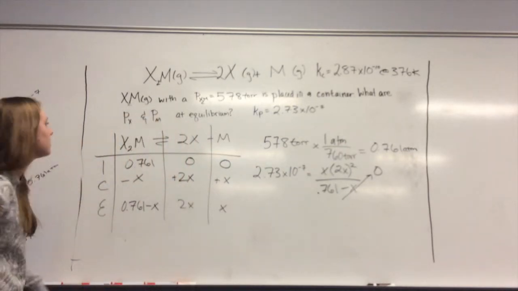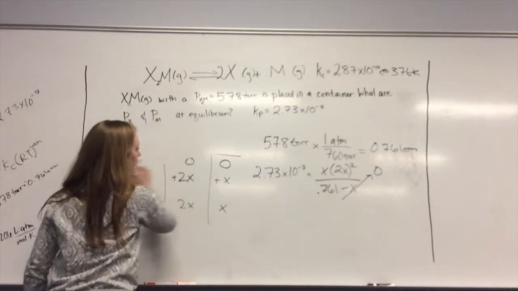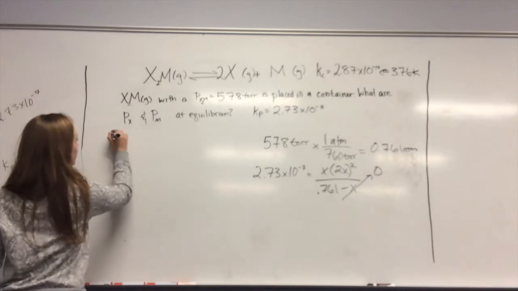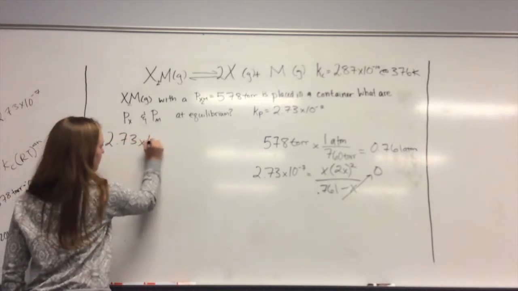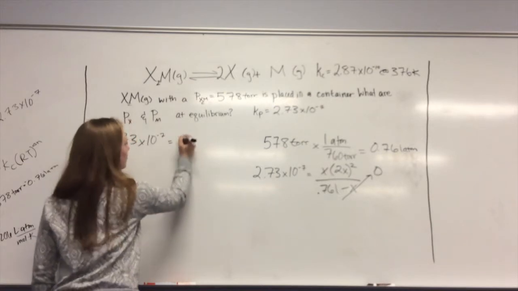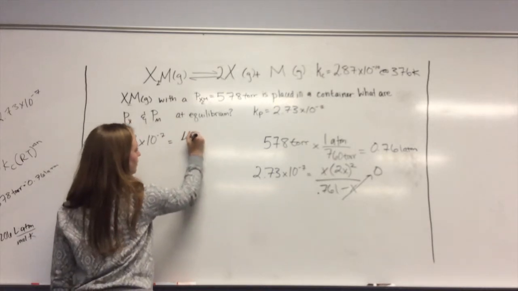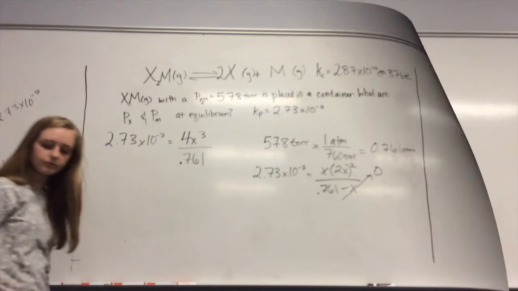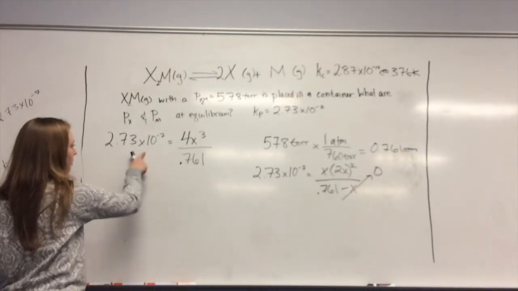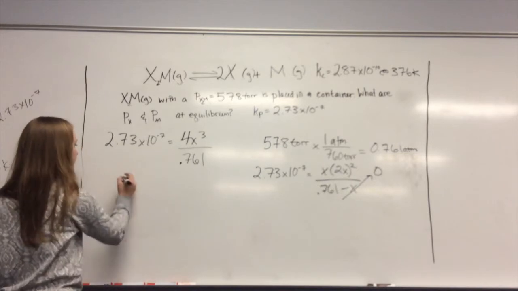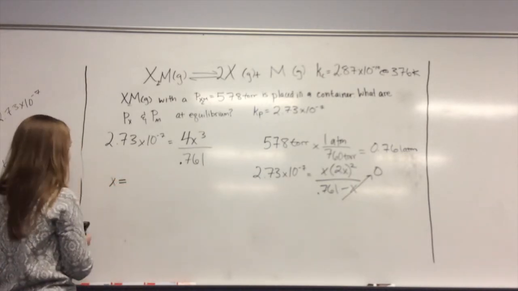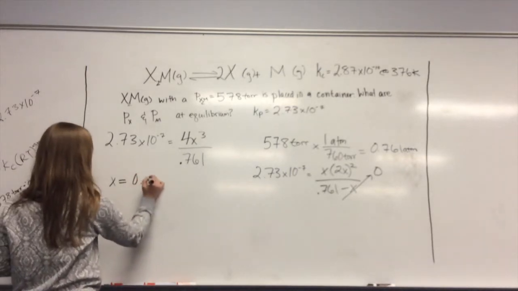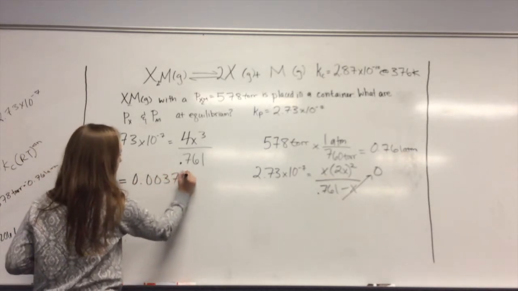And so our K sub P is equal to 4x cubed over 0.761. And so when we multiply it by 0.761, then divide by 4, and then take the cubed root, we get that x equals 0.00373 atmospheres.